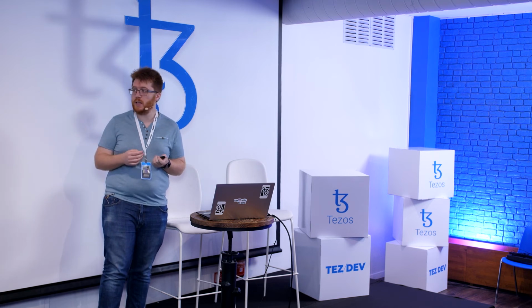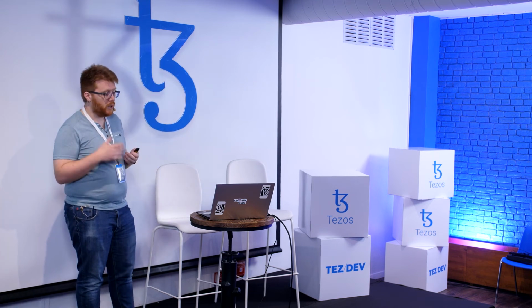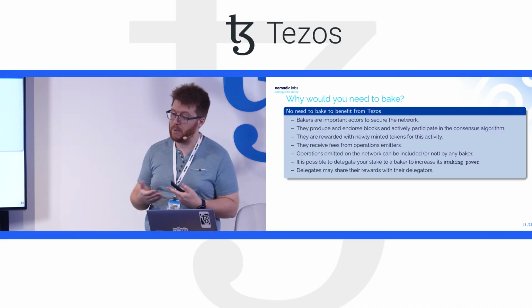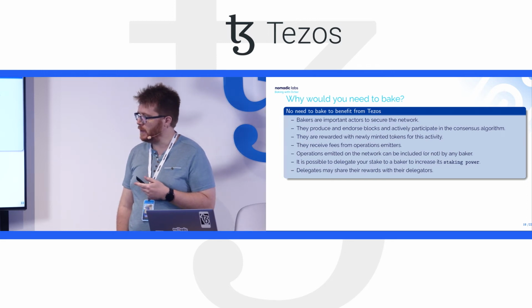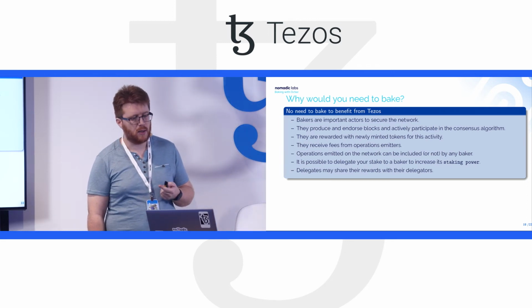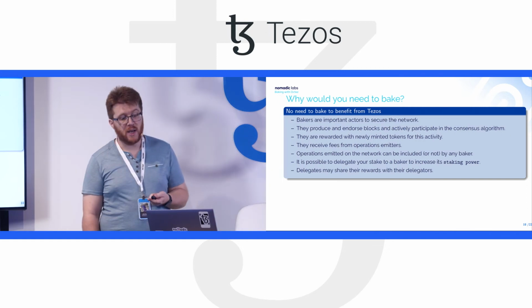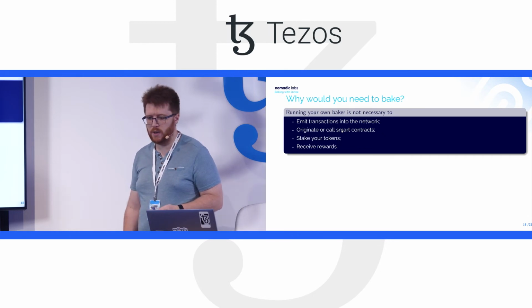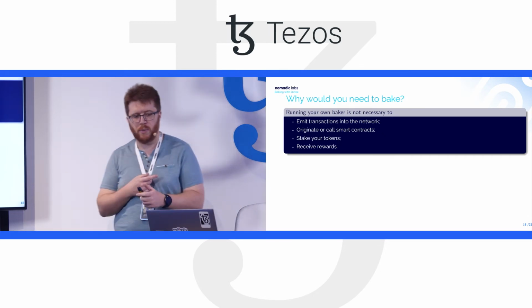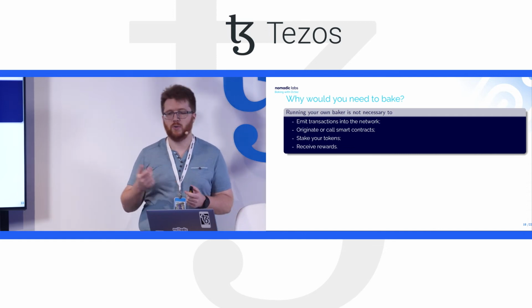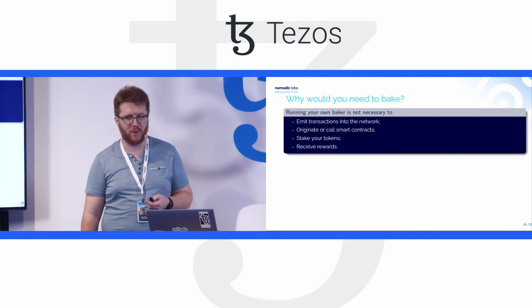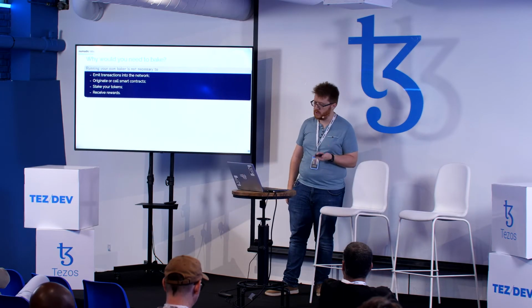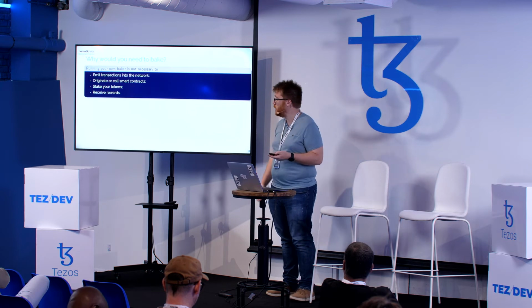It's also possible to delegate your stake to a baker, and it will increase its staking power, its chances of baking a block, and probably its rewards. But the delegates may share their rewards with their delegators, so probably you don't need a baker for most things. In particular, you don't need a baker to emit a transaction into the network. Well, you need one, but you don't need to run your own baker. You don't need to run your own baker to originate or to call smart contracts. You don't need it to stake your tokens and probably to receive rewards.